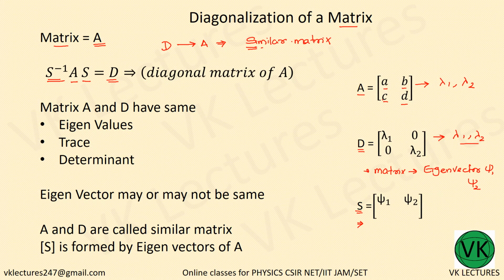So A and D are similar matrices. Now A and D have the same eigenvalues. They have the same trace. Since they have the same eigenvalues and trace, they will obviously have the same determinant. But the eigenvectors may or may not be the same. They need not be the same; they can be different eigenvectors. Now A and D are called similar matrices, and S is formed by the eigenvectors of A.